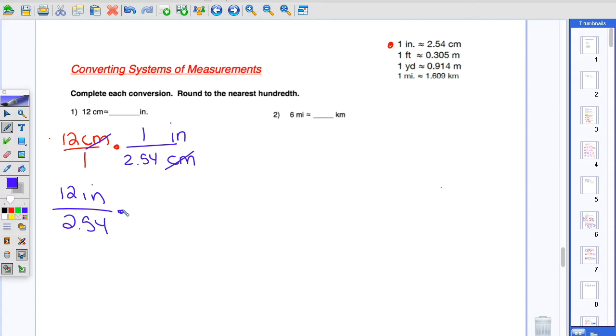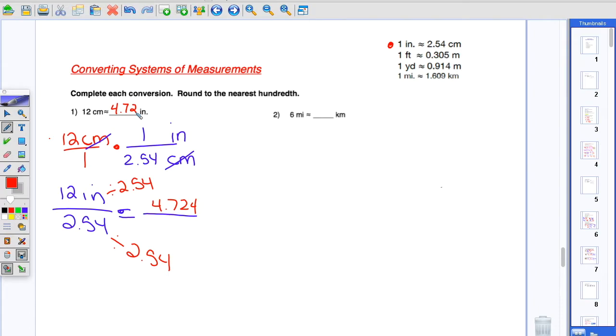We want to find out what it is as a unit rate, so we're going to divide the numerator and the denominator by 2.54. And we get 4.724. Don't forget you can use a calculator. Rounding this to the nearest hundredth, it would be 4.72. So 12 centimeters is approximately equal to 4.72 inches, which is almost 5 inches. It's about 4 3/4 of an inch.